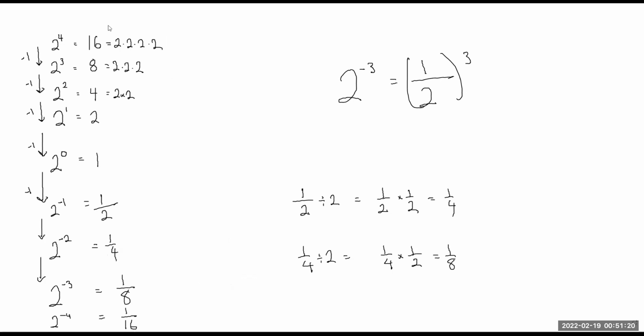The fractions, not the decimals. 1 over 2 is just 1 over 2. But 1 over 4, what is 4 as a power? 4 as a power is 2 to the power of 2. What is 8 as a power? 8 as a power is 2 to the power of 3. And what is 16 as a power? 16 as a power is 2 to the power of 4.